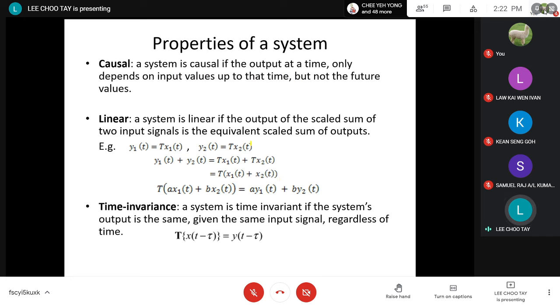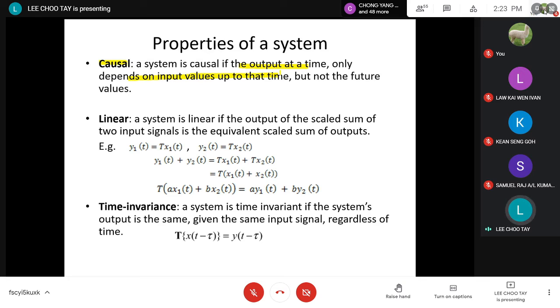Okay, and what are other properties of a system? Sometimes you can see some definitions that say this system is causal. So what does causal mean? A system is causal if the output at any time only depends on the input values up to that time, but not the future values. Makes sense, doesn't it?